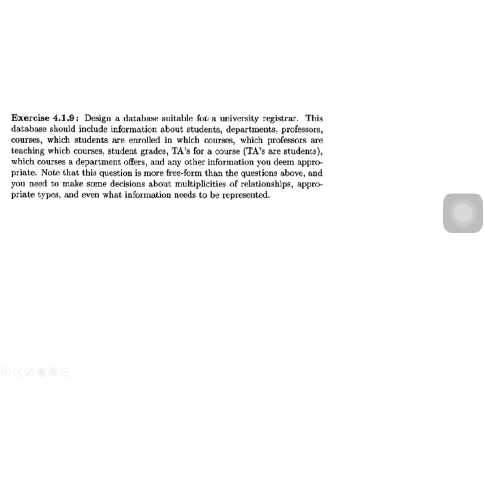Design a database suitable for a university register. This database should include information about students, departments, professors, and courses. Okay, there are four entity sets: students, departments, courses, and professors.